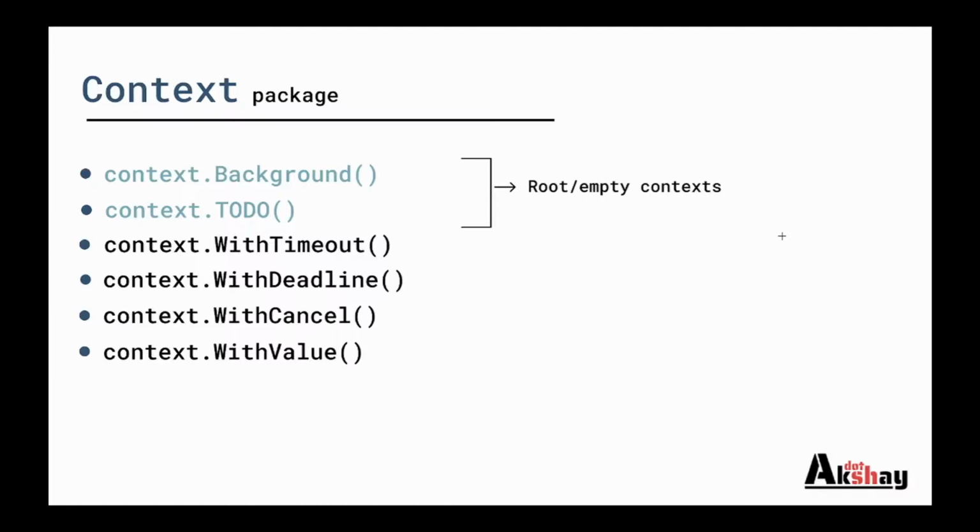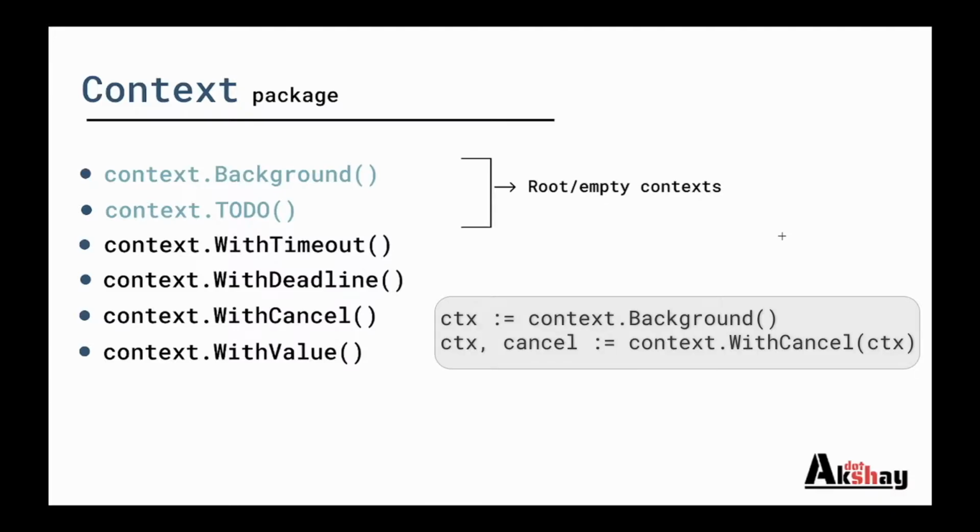Next are context.WithTimeout, WithDeadline, WithCancel, and WithValue. So these 4 contexts are derived contexts. You pass in the parent context and then it will give you the new context, which will be the child of the parent context. So when you're dealing with some sort of cancellation signal, you would use context.WithCancel. This function will take the parent context and then return a new context and a cancel function. So that cancel function we can use to send cancellation signals.